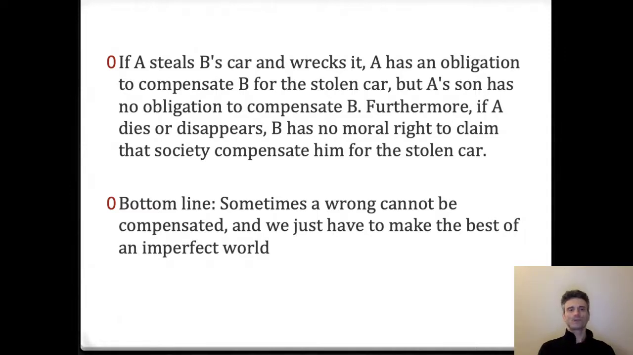So sometimes a wrong cannot be compensated. We have to come to terms with this, whether we like it or not. You would say it sucks, but that's what it is. It's just not right to make other people pay for the injustices committed by their predecessors.